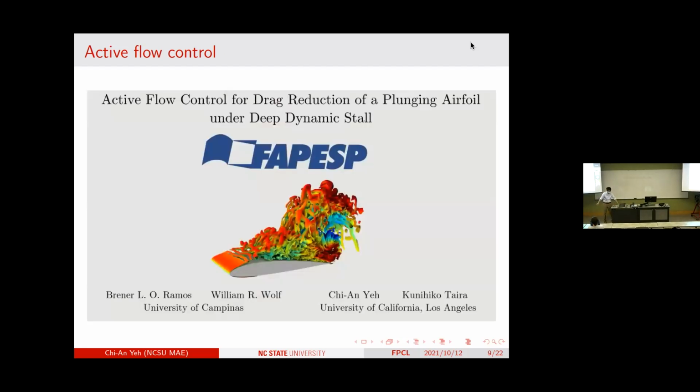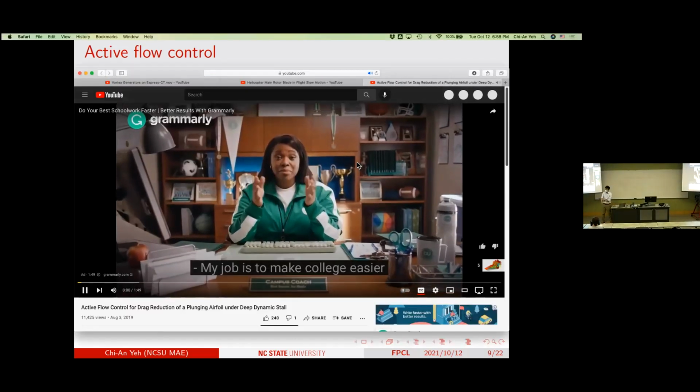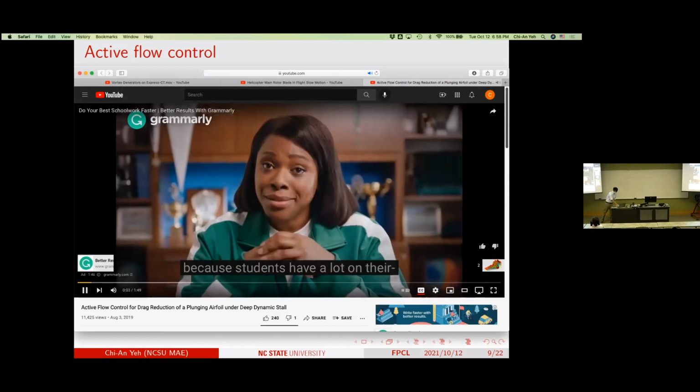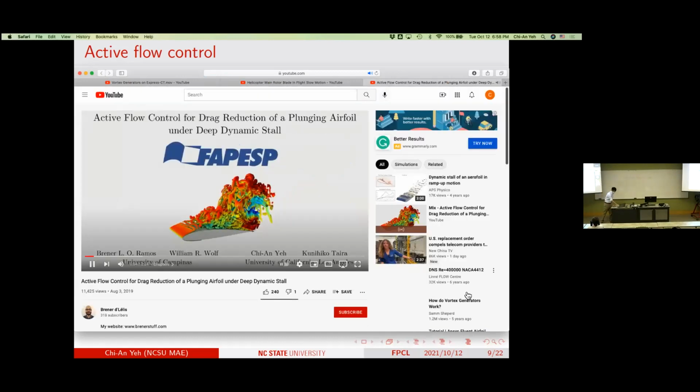Now, this is another movie. This is actually work that I got involved with at the University of Campinas in Brazil. What they do here is a plunging motion. There's no pitching, it's really just a plunging and heaving airfoil. And what they do is introduce a periodic forcing near the leading edge. See if we can zoom in on this a little bit.